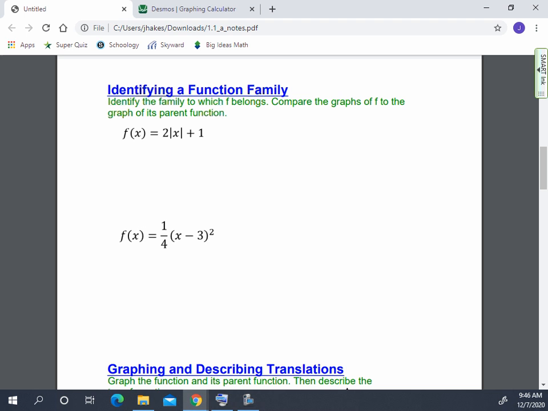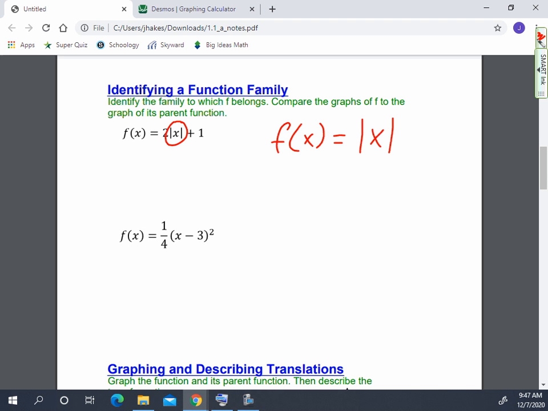Identifying a function. Right here, I want to identify the family to which f belongs and compare the graphs of f to its parent function. Looking at this first graph, what do we notice? What's the first clue to what parent it belongs to? It's this absolute value sign, right? And our parent function up top was f of x is equal to the absolute value of x. So that's our parent function for this one.